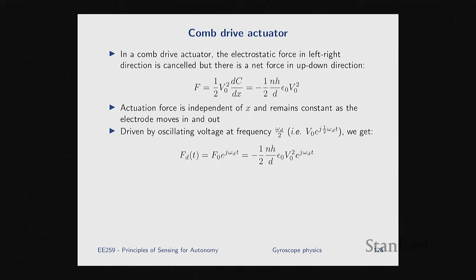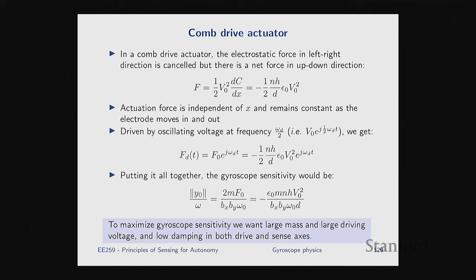And what you do in practice is, as we said, you want to drive your proof mass with a pure harmonic at a constant frequency omega zero. As you see, your force is proportional to V zero squared, so you apply a time-varying voltage across this comb drive actuator, which is some V zero times e to the j 1/2 omega t. Why 1/2? Because the force is proportional to the square of the voltage. So you generate a voltage at half your drive frequency, and then the force becomes this pure harmonic, which is some geometric constants and some V zero squared times e to the j omega t, right? So that's how you drive your mass at resonance.